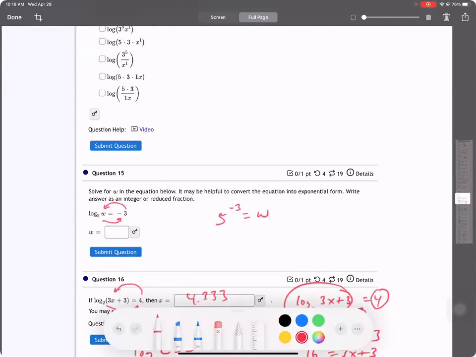Then we can rewrite this as 1 over 5 cubed, which can be written as 1 over 125, because 5 times 5 times 5 is 125. The directions say to write the answer as an integer or reduced fraction. So that's a reduced fraction. They did not want a decimal for this answer.